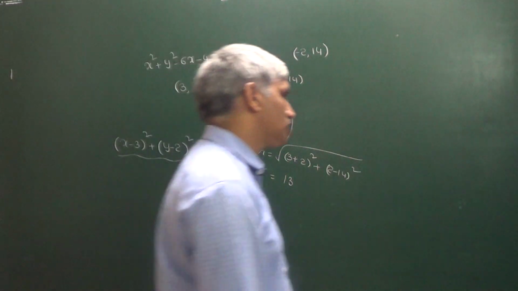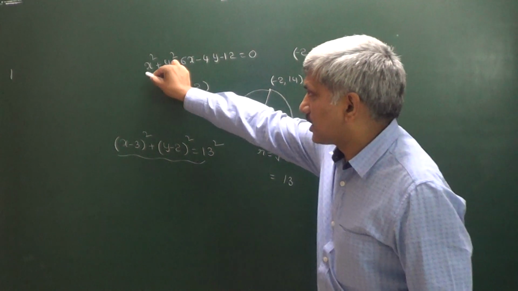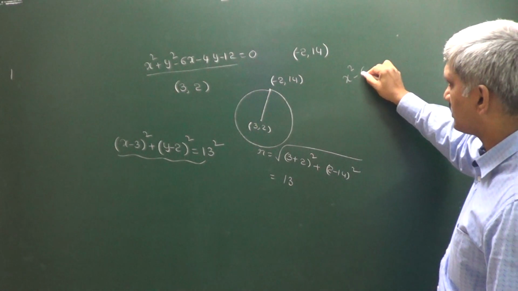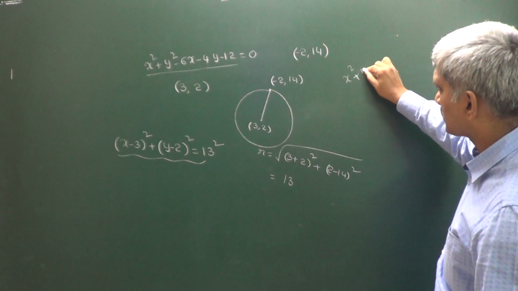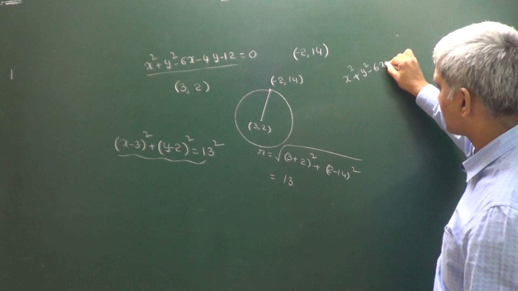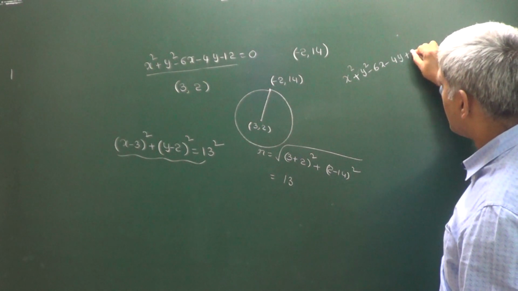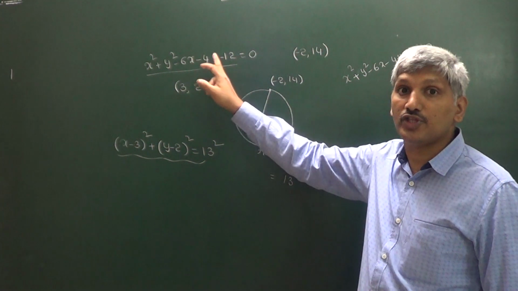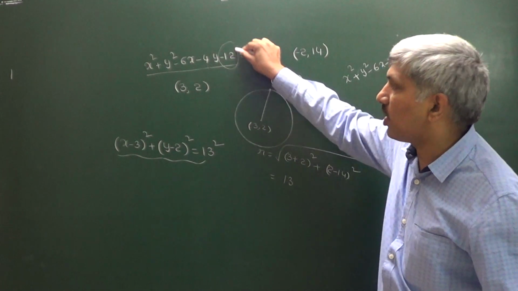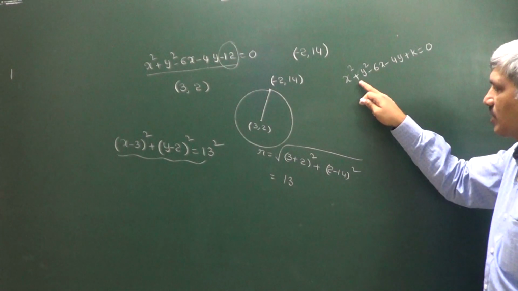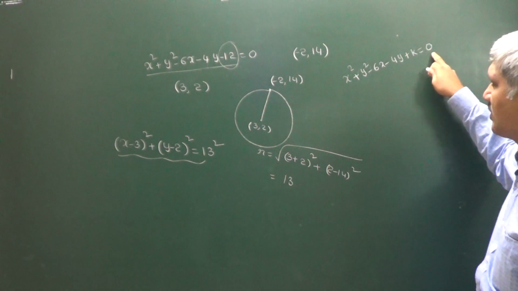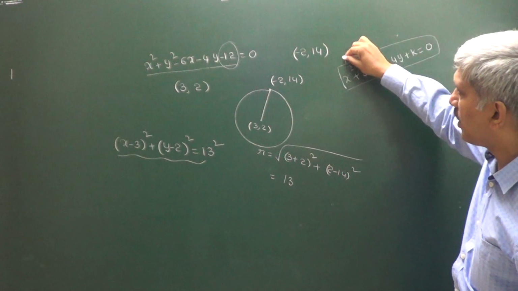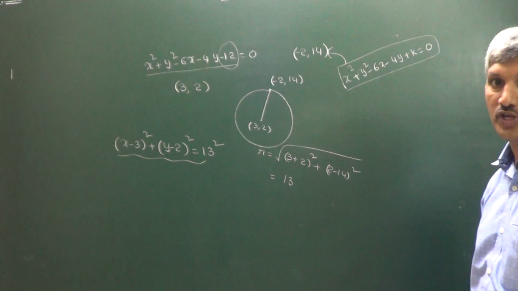The same question we can also do in this way. Any circle concentric with this circle is of the form x square plus y square minus 6x minus 4y plus k equal to 0. Any circle concentric with this circle, the difference will come in the constant term only. But the circle is passing through the point minus 2 comma 14. So substitute minus 2 comma 14 here.